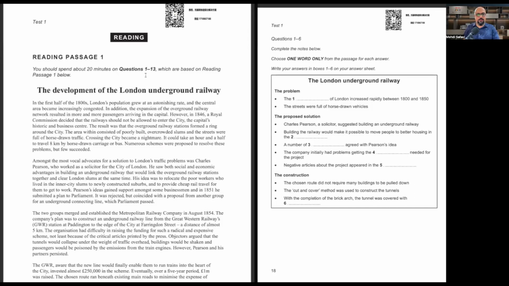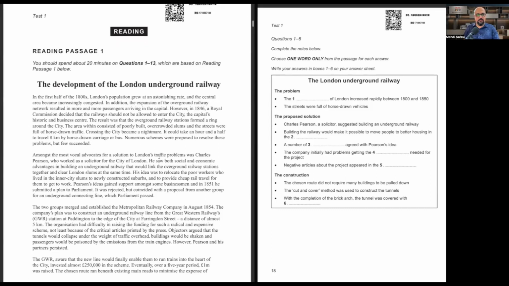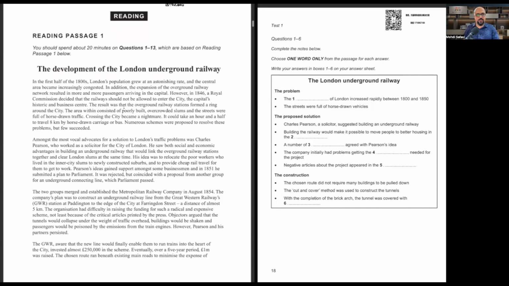Well, first things first, definitely the first thing to do is always, regardless of the kind of questions you're given, the first step is to skim the passage to get a general understanding of the text. So in this text, for example, we have no pictures, but the title. So I'm going to skim the text by reading the title first. The title says The Development of the London Underground Railway.